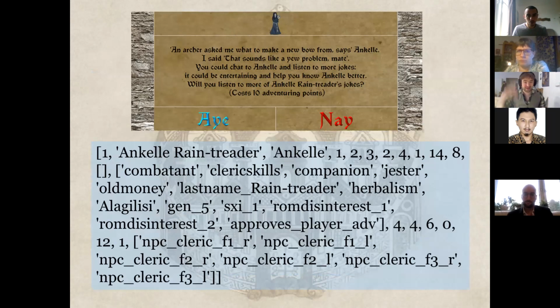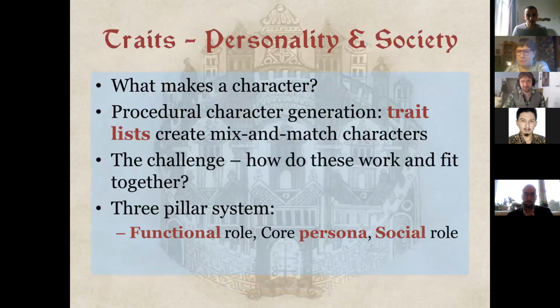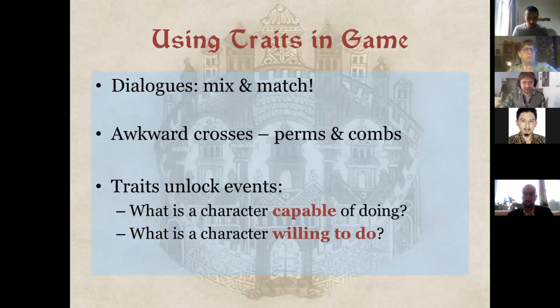Her core personality is jester. That's why she tells you terrible puns all the time. Her social role is old money. That is to say, that's my in-game tag for she's from a traditionally elite family, and some of the ways she reacts to you will be based on that, and some of the things she does will be based on that. And the challenge is making these work and fit together in various ways and how we use them. So this is partly how all the dialogues are driven.